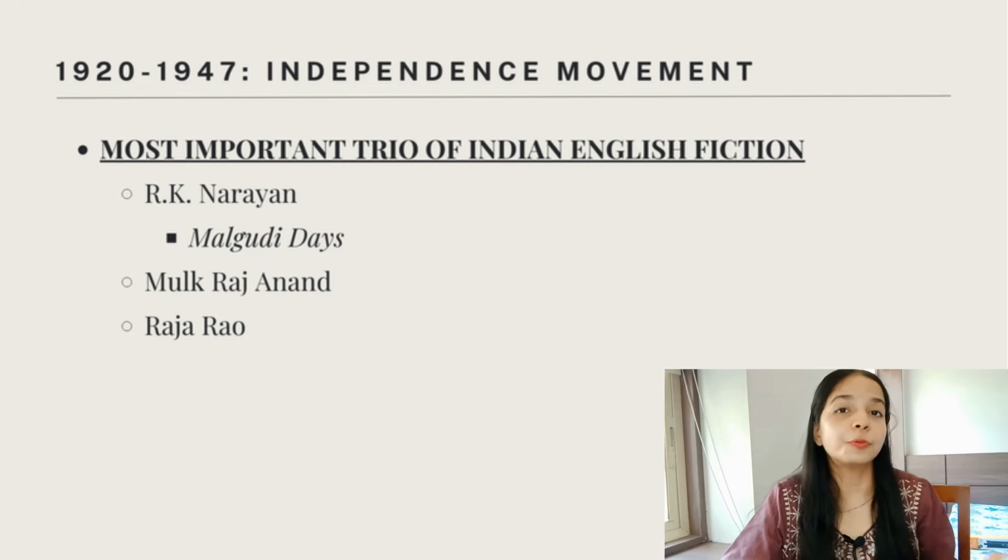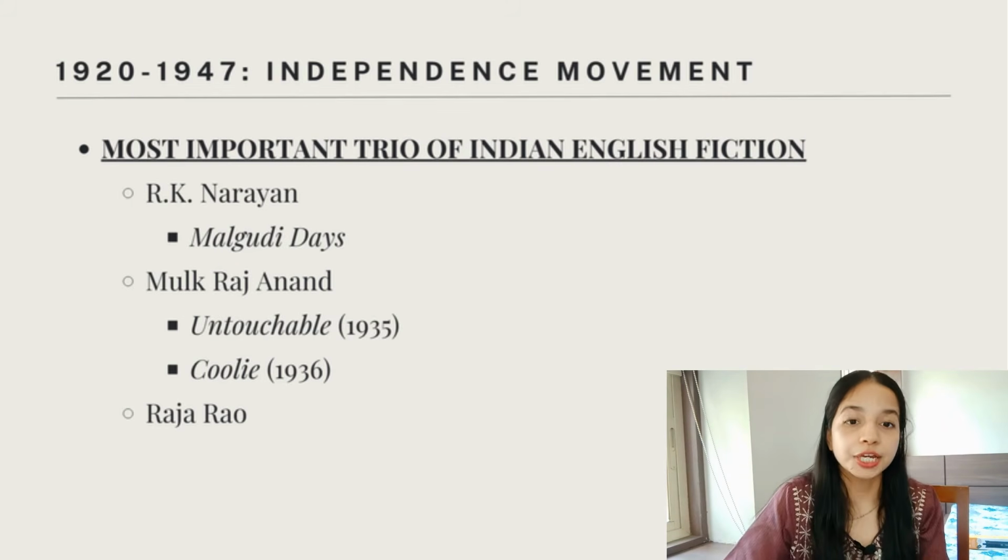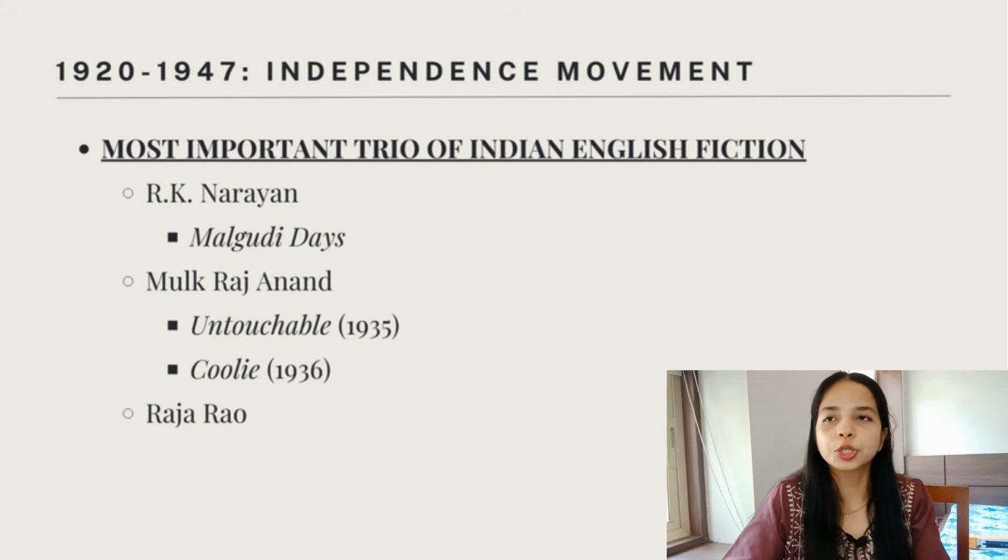He was a powerful voice for the marginalized. He has talked about Dalits, about laborers, about peasants. Some of his most popular novels include Untouchable and Coolie, which deal with social injustices head on.